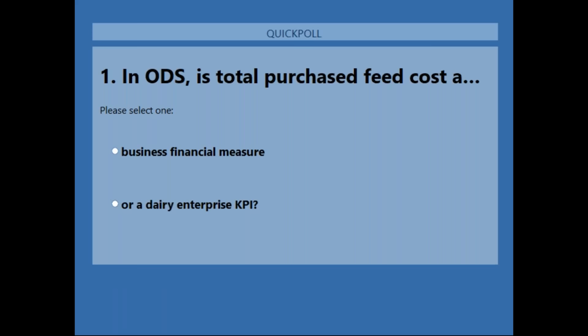So first question is, in optimal dairy systems, is total purchase feed cost a business financial measure or a dairy enterprise KPI? Okay, so get your votes in. We'll give it another 20 seconds. There isn't a timer actually, it's counting up rather than counting down, so it's just when we feel like we've given people enough time. Right, going to close that one now and show the answer.